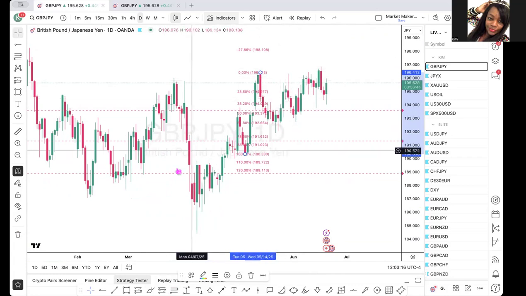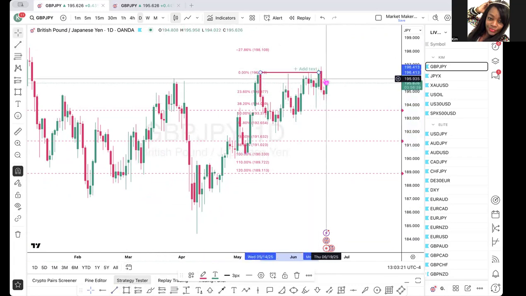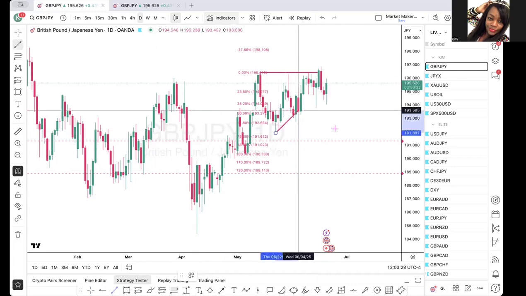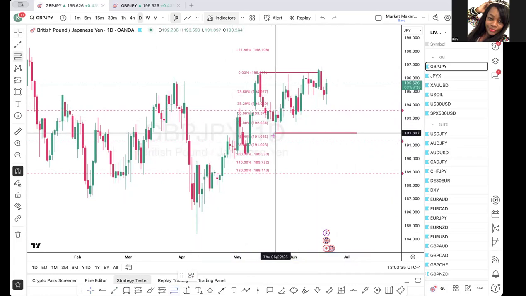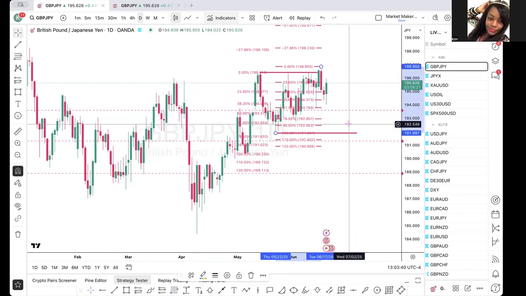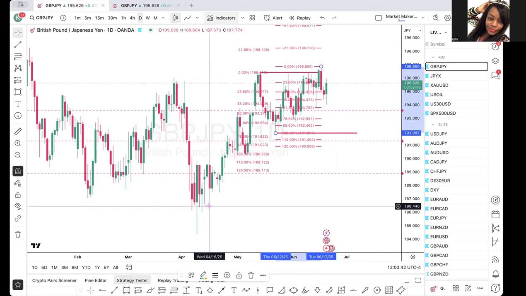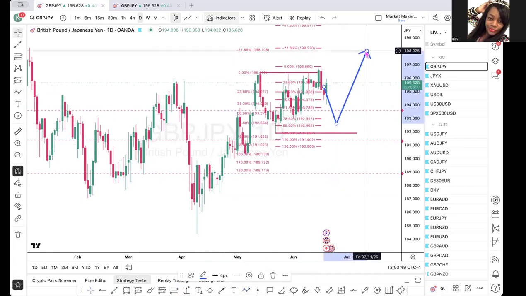Once price breaks, which it already did, it broke that high. So now this is my swing low. I would be looking for price to pull back somewhere to my 78 or 88, to then push higher.